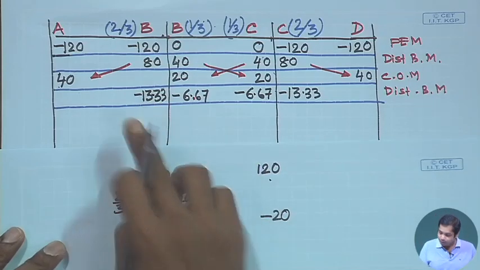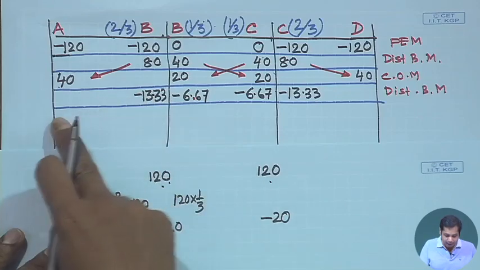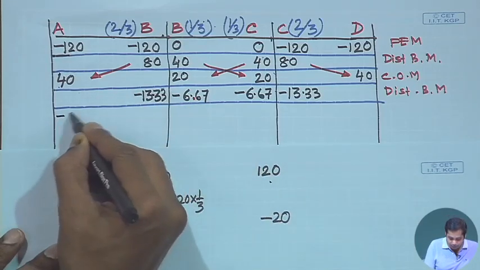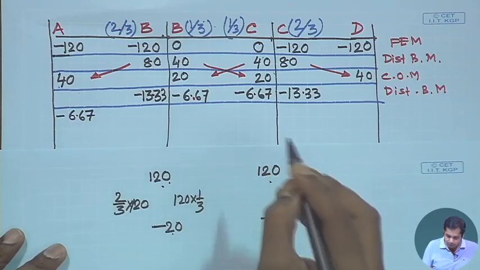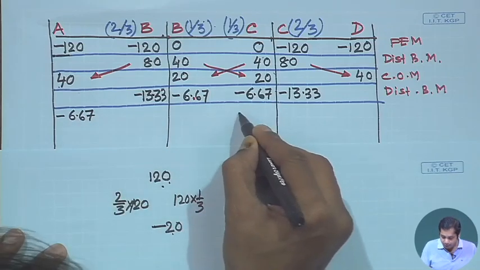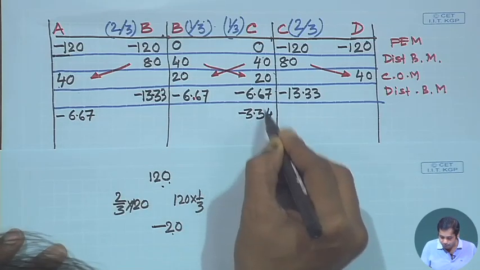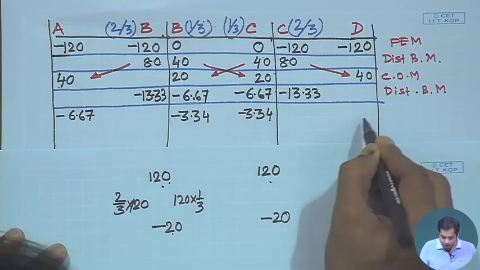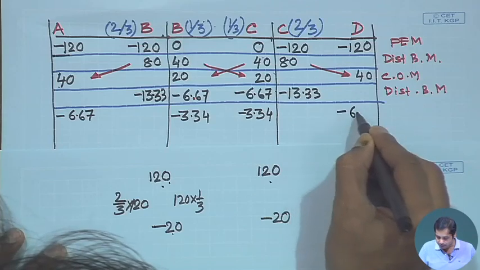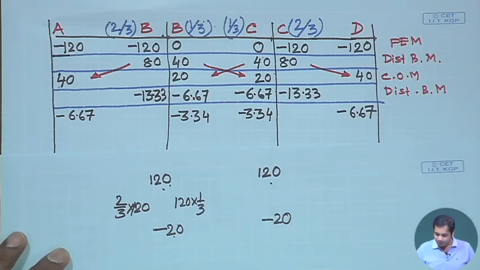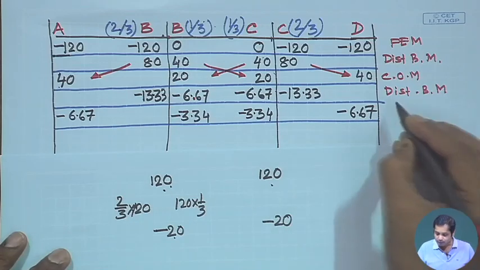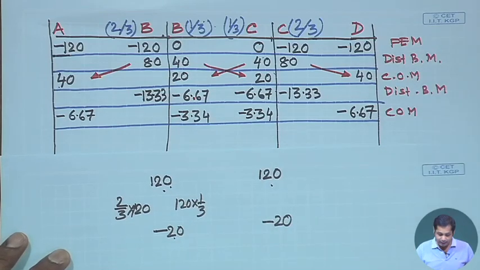Now, this moment will also be carried over, half is the carryover factor. So, half of this will go here, minus 6.67 will go here, and then minus 3.34 will go here, minus 3.34 will go here, and minus 6.67 will go here, and this is the carried over moment.